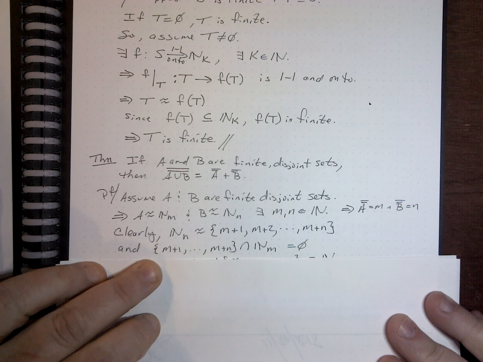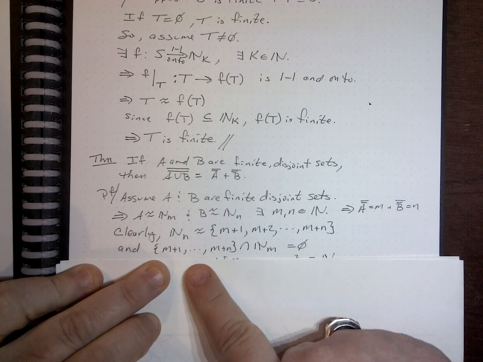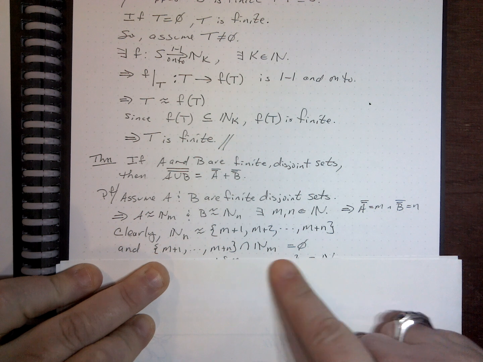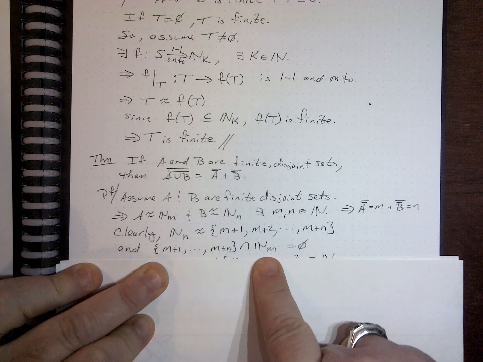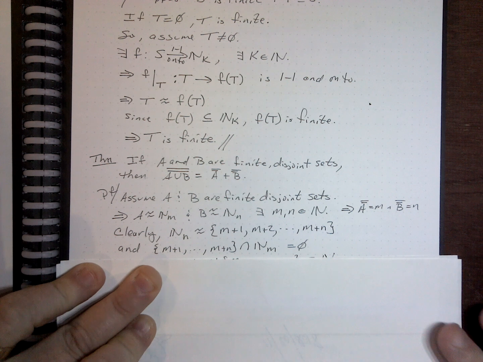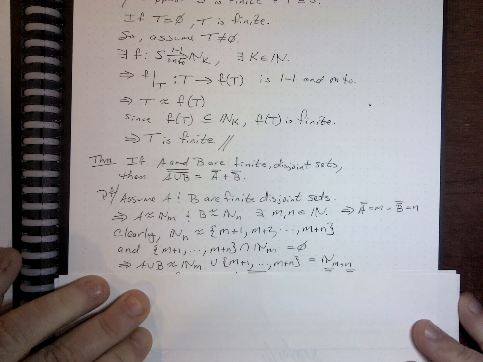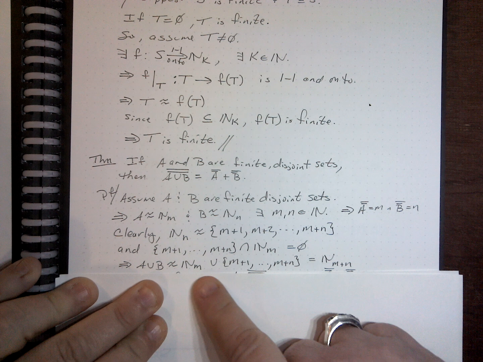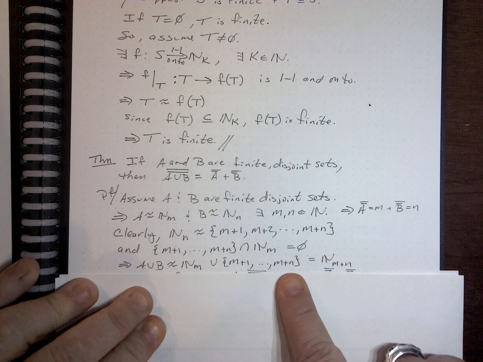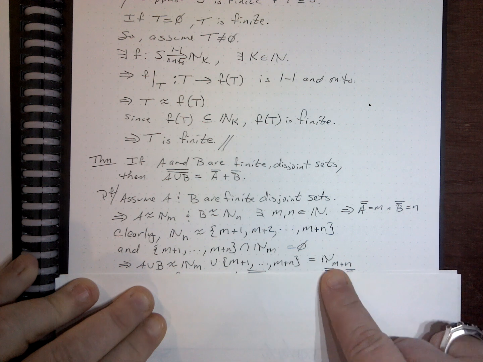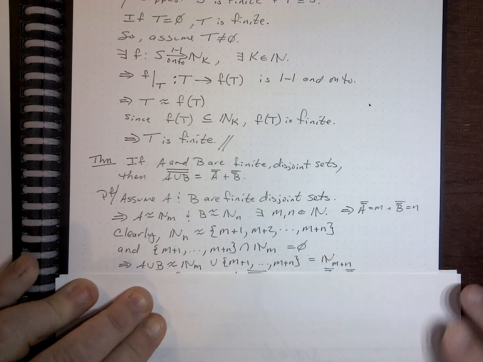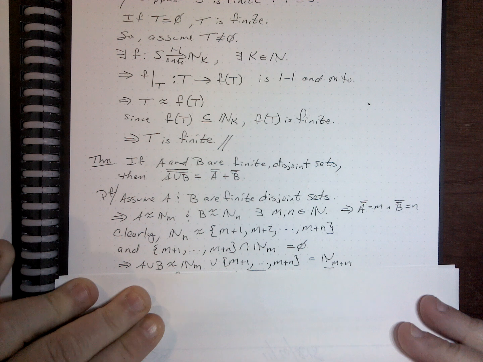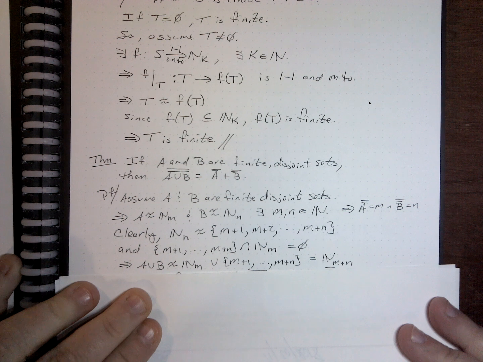Also, m plus this set here, intersection n sub m, is empty because I started after the last element of n sub m. So again, using that previous theorem, A union B is equivalent to n sub m union the set I constructed, but this is the same thing as n sub m plus n. A lot of m's and n's.